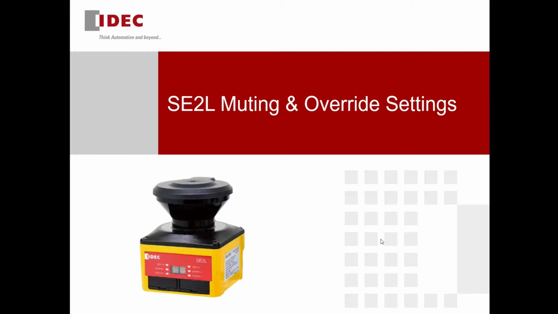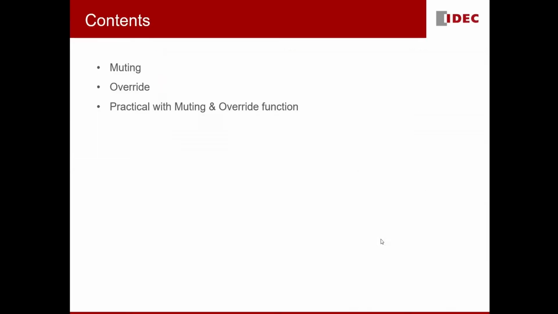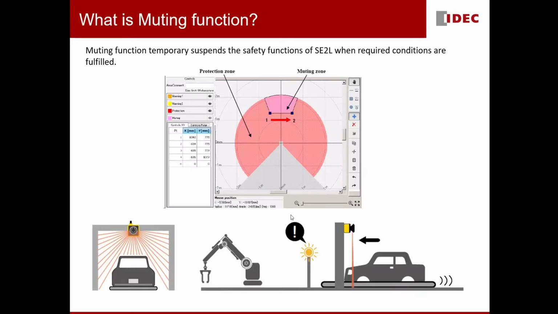In this presentation, we'll look into two major factors, that is muting and override, and the practical muting function. The muting function temporarily suspends the safety functionalities of SE2L when required conditions are fulfilled. These conditions I'll discuss in the next slide. Whenever we enable the muting function, we are defining an area which we are pre-designing. That area will act as a non-protection zone. The remaining area excluding that is a protection zone.